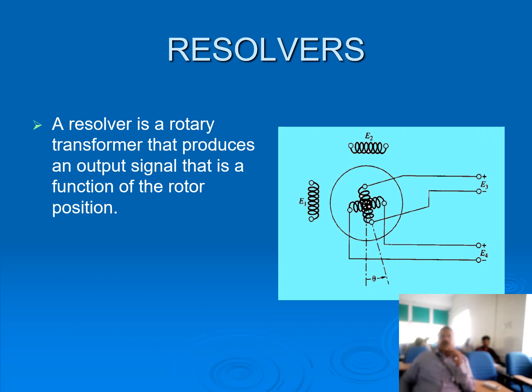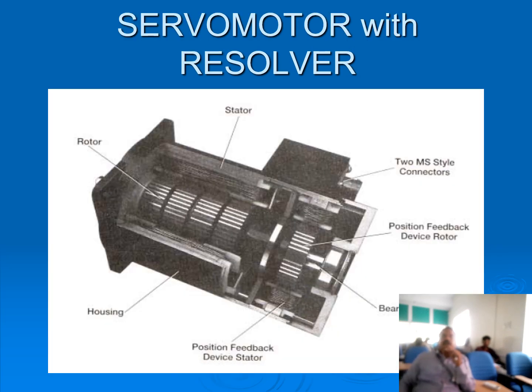The next one is resolvers. A resolver is a rotary transformer that produces an output signal that is a function of the rotor position. So with respect to rotor position, if an electric signal is produced, then we call that device a resolver. So here you can see the resolver with a servo motor. The servo motor containing the resolver is shown in the figure.